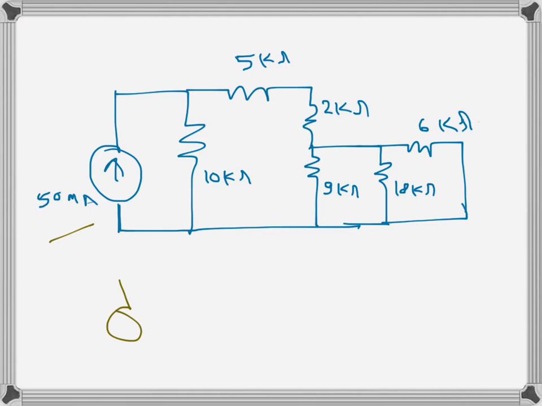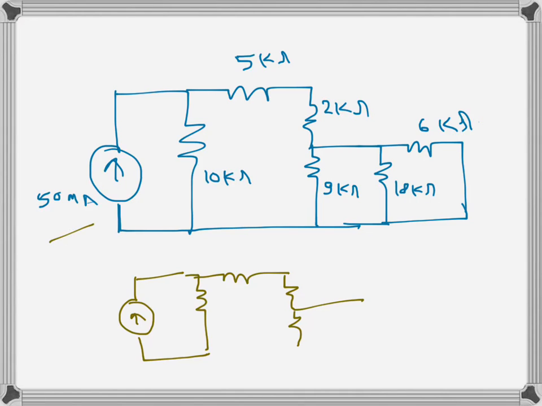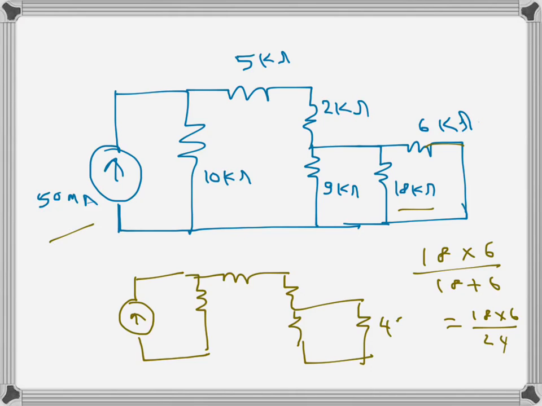So that's our 50 milliamps there, and then 10 kilo ohms, then there is this 5 kilo ohms, 2 kilo ohms, and then 9 kilo ohms, and then the combination of 18 and 6 that will be a parallel combination, 18 times 6 divided by 18 plus 6, so that's 18 times 6 divided by 24, which gives us 4.5. So 4.5 kilo ohms, and then this is 9 kilo ohms, this is 2 kilo ohms, and this is 5 kilo ohms, and 10 kilo ohms, and this is 10 milliamps.